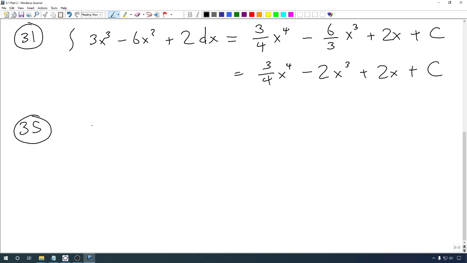Problem 35. This one's a little bit more complicated. We have the integral of 5x plus 4 divided by the cube root of x. Well, this is not just a power. It's also not a sum of powers. We have a quotient here.